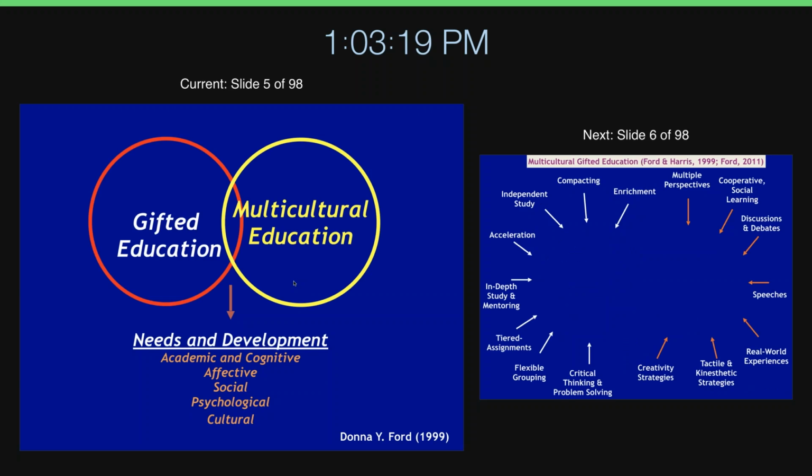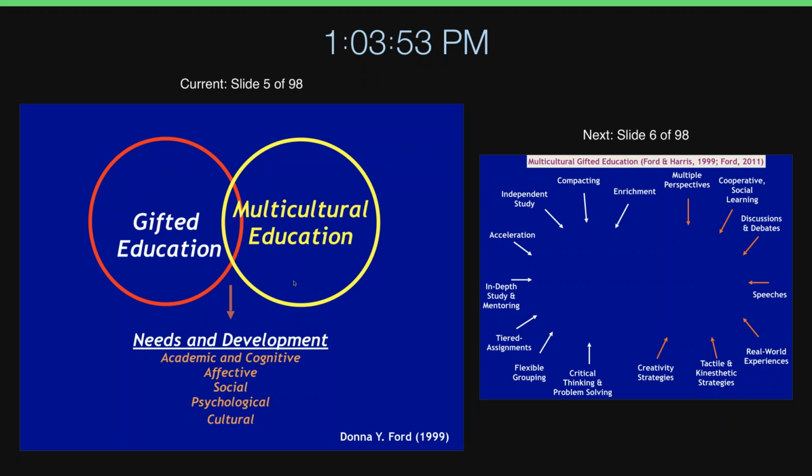The work that I do, I conduct through 2 lenses. One is looking at our children's needs and development, and you see 5 listed there. For example, academic, psychological, social, cultural, affective. So I look at that through an initial lens of what do we know about students who are gifted, and then what do we know about students who come from culturally different backgrounds? And my goal is to merge those.